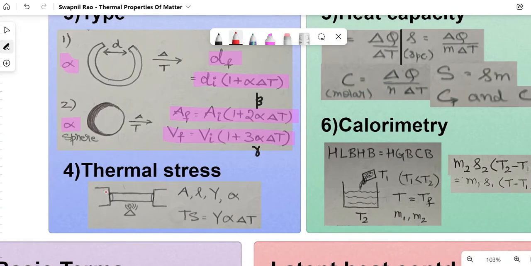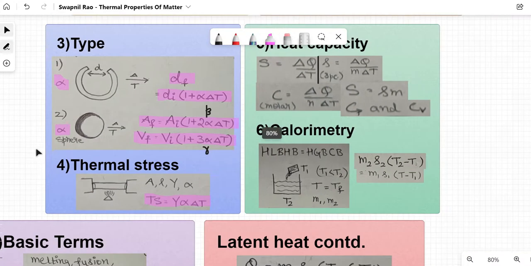And next one would be thermal stress. Let's say there is a rod which is in between these rigid walls, and if you heat it, a stress will be developed. It's called thermal stress. You can just memorize the formula because there is a derivation, but that's not required at this stage.